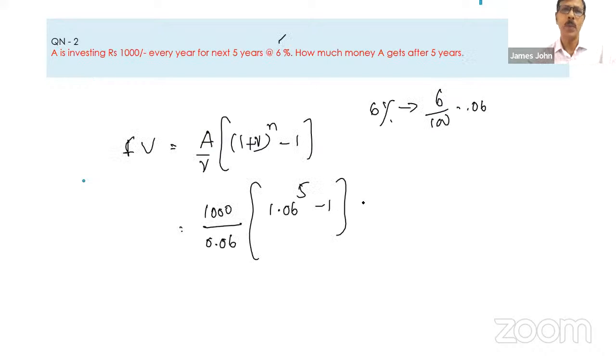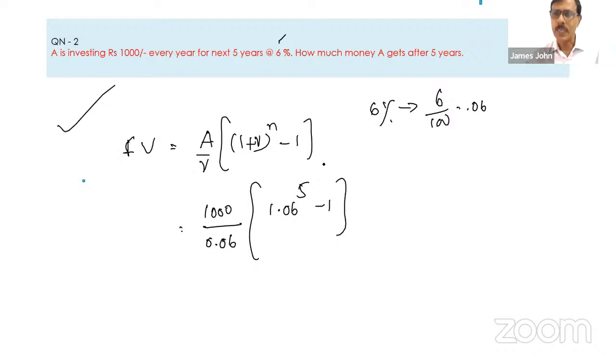I want to give another point to remember. Instead of every year, suppose it is every month. The question is, A is investing 1,000 rupees every month for next 5 years at 6%. How much money does A get after 5 years? What is the change here? You can use the same formula.